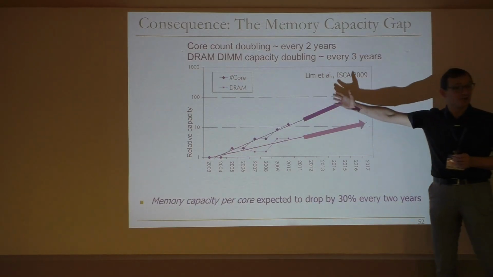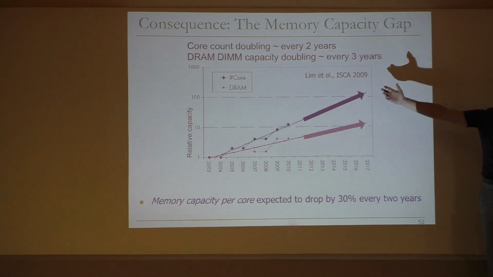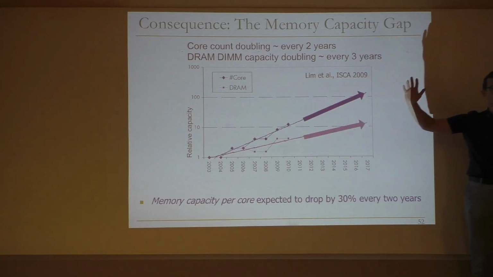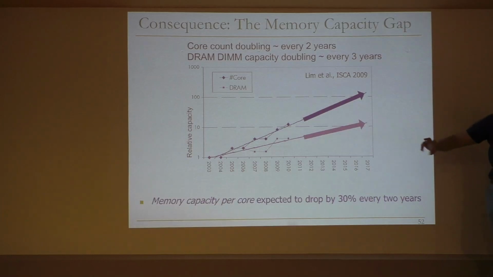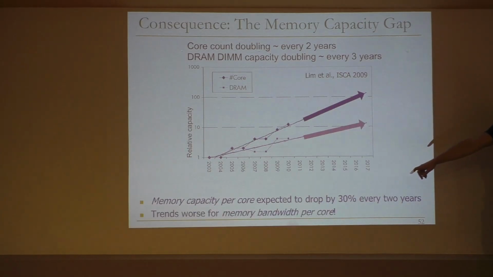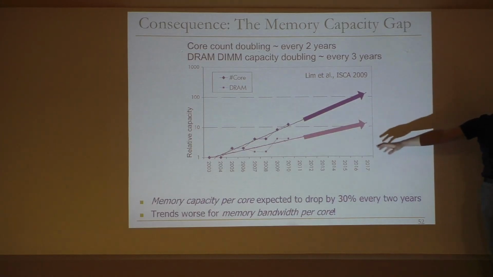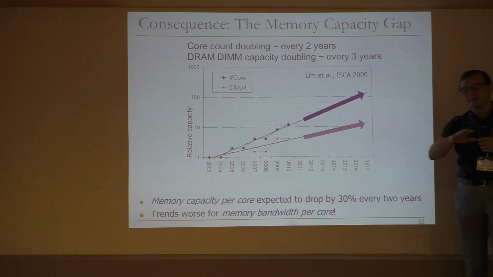If people are not putting more cores, there's a reason, because the cores are bottlenecked by memory. What's the point of putting more cores if you're bottlenecked by memory already? So these two trends interact with each other also. So it's fascinating, I think. Basically, today we're bottlenecked by memory capacity, but not only memory capacity, but also memory bandwidth. If you plot the trends, memory bandwidth is increasing by 10% every year.